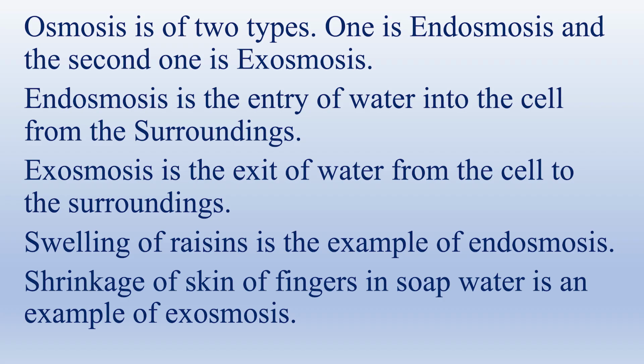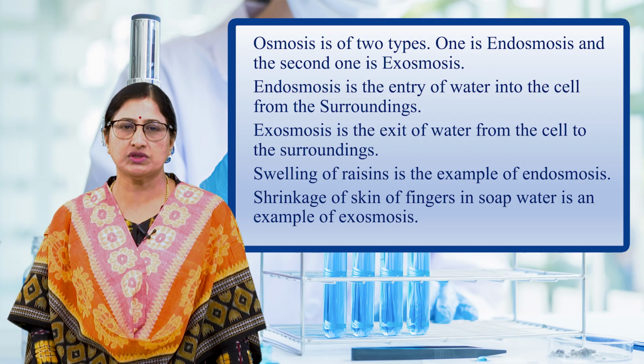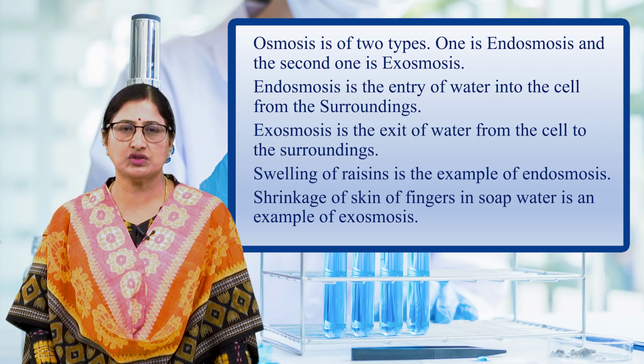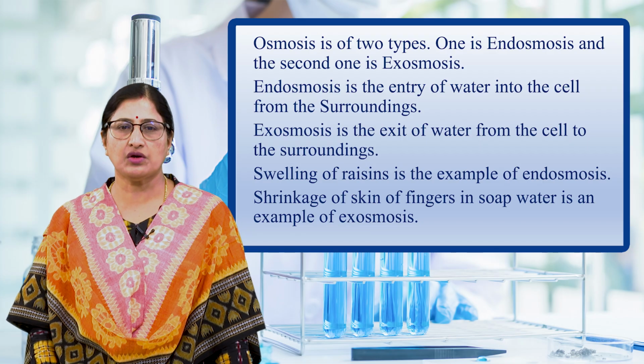One is endoosmosis and the second one is exoosmosis. Endoosmosis is the entry of water into the cell from the surroundings, whereas exoosmosis is the exit of water from the cell to the surroundings. The term endo means in and the term exo means out. Example of endoosmosis is swelling of raisins, and example of exoosmosis is shrinkage of skin of fingers in soap water.